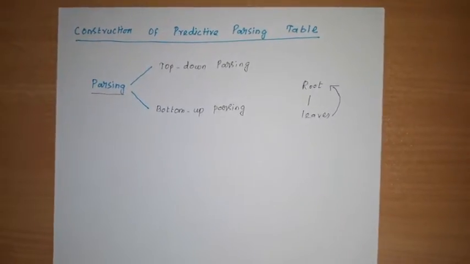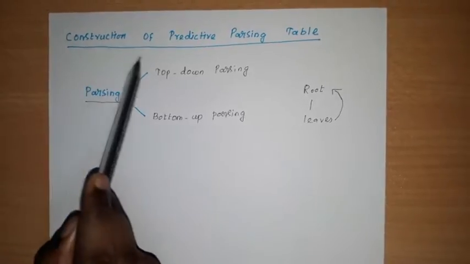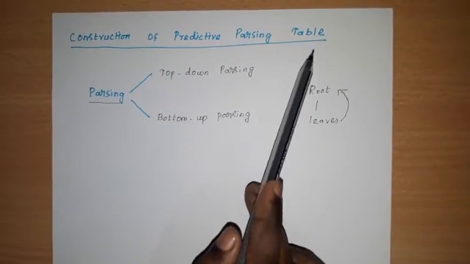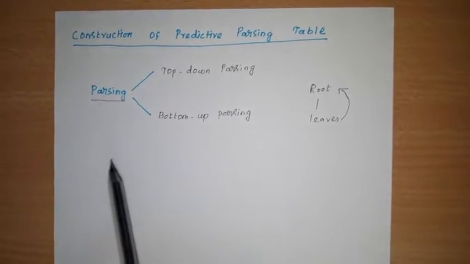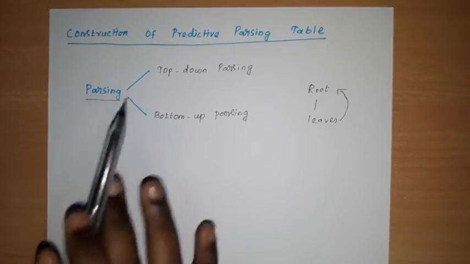Today I am going to deliver the first topic in compiler design. The topic is construction of predictive parsing table. Let us see some introduction about parsing. Parsing is nothing but construct a parse tree.